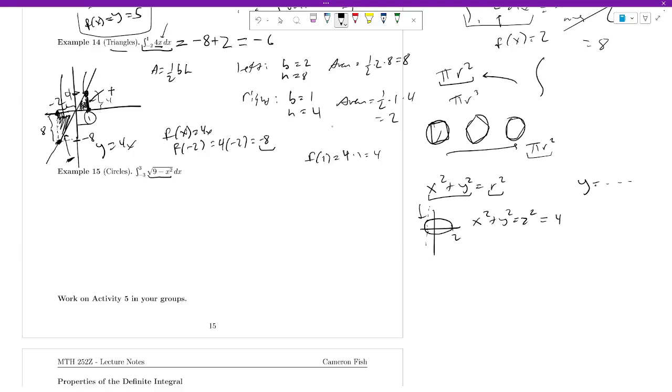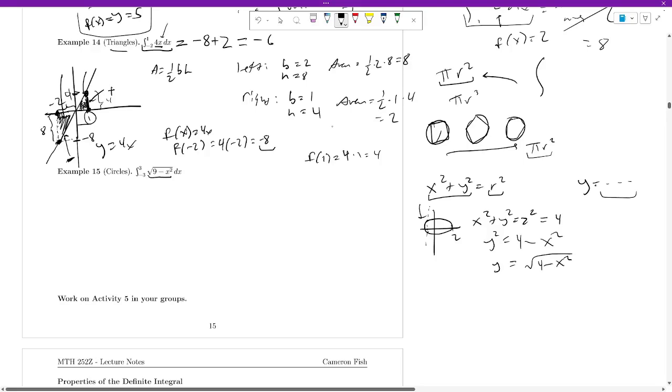But let's just try solving this for y anyway and see what happens. I can subtract x squared from both sides. Okay, I can take the square root, maybe? So that's looking a lot like what we had inside here. So this is legit. If I do y is the square root of 4 minus x squared, that's a y equals version of the circle, and this is giving me a graph of the circle.